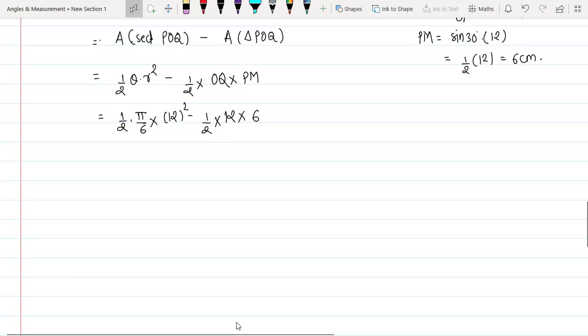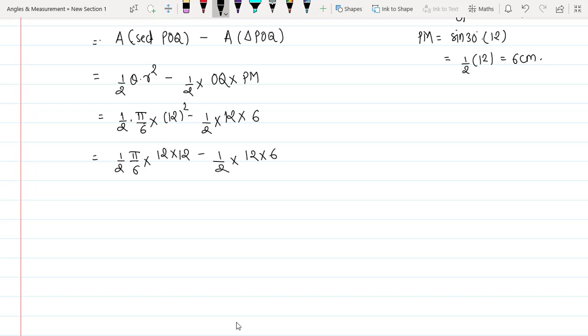Okay, now let's simplify this. See what all things I can take common. It's 1 by 2 pi by 6 into 12 into 12, or if you don't want to take common, you can simplify here only, into 12 minus 1 by 2 into 12 into 6.